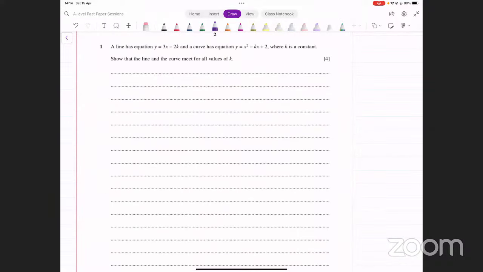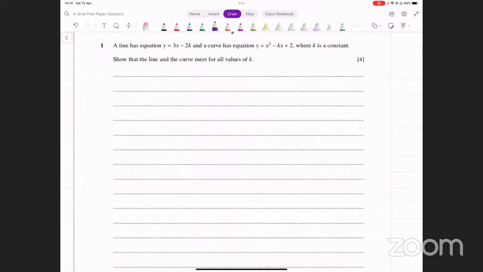A line has equation y equals 3x minus 2k, and a curve has equation y equals x squared minus kx plus 2, where k is a constant. We need to show that the line and the curve meet for all values of k. Now, what does this mean? We have the equation of a line that looks like this: y equals 3x minus 2k, and we have the equation of a curve. The curve is y equals x squared minus kx plus 2. Now we need to show that the line and the curve meet for all values of k. Now, what does this statement mean?